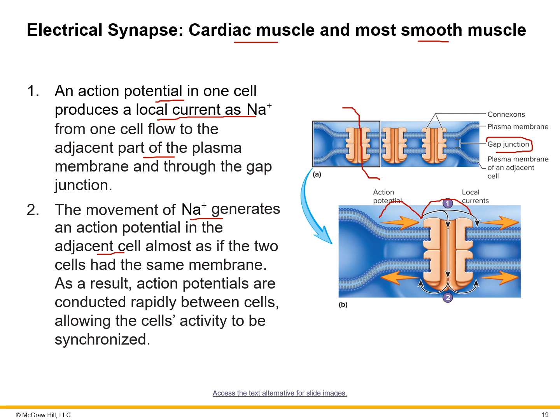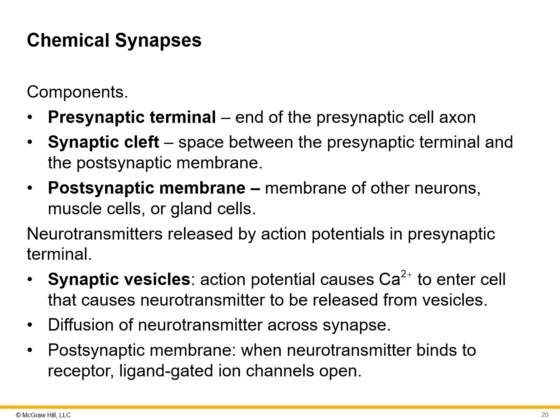Those are referred to as electrical synapses because we're still using the change in membrane potential caused by the influx of sodium. Now in neurons, we're talking more about chemical synapses. Again, we have our presynaptic terminal. That's the end of the axon that is releasing the neurotransmitter, the signal, into the synapse. And that gap is called the synaptic cleft, just a space between the pre and the postsynaptic cells.